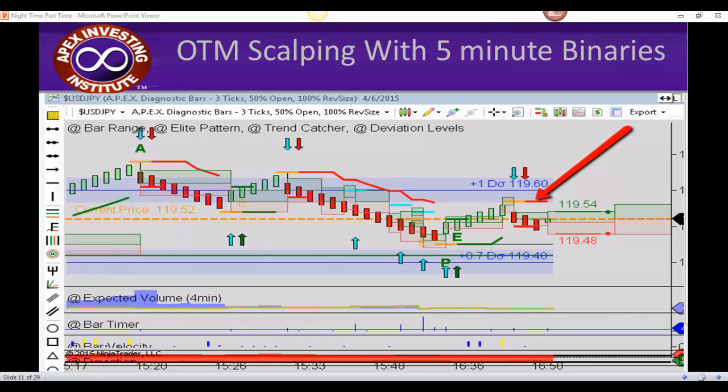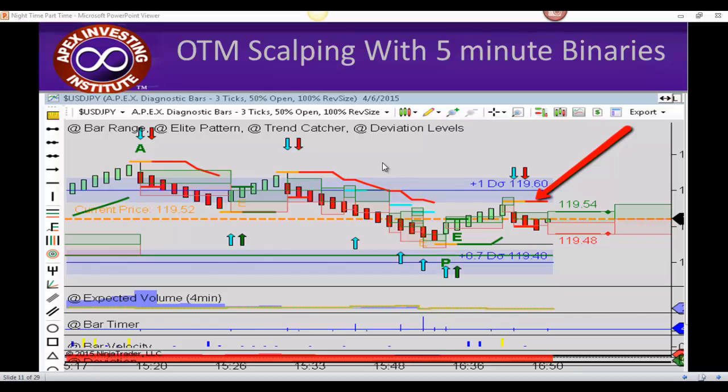Okay. Eric, do you post your trend catcher settings? There's no such thing as trend catcher settings when it comes to 5 minute binaries. Trend catcher settings are only valid and applicable to futures trading with the Elite Trend Catcher system. For trading 5 minute binaries, we already have a template set up. You load the template, it's all done. There's no settings, there's no changing settings, there's no adjustments.